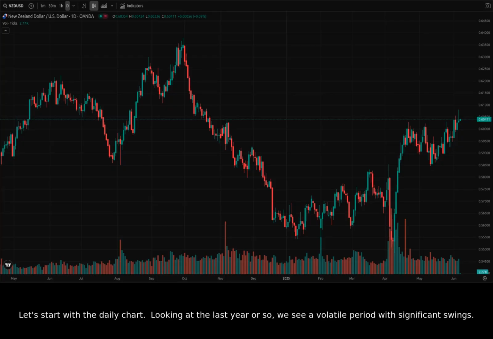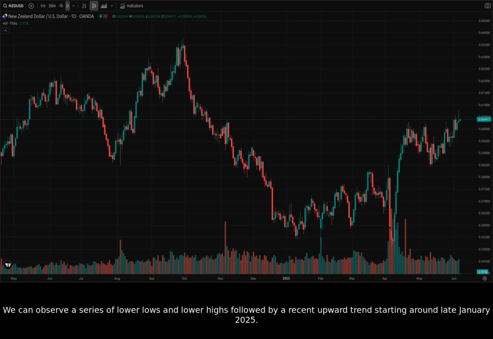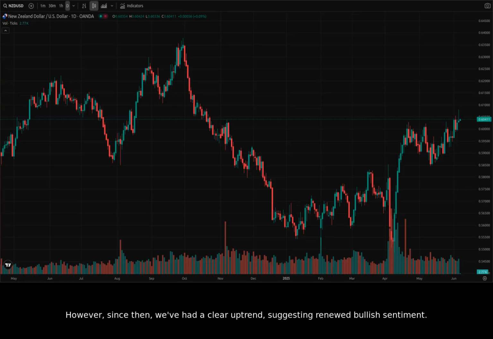Looking at the last year or so, we see a volatile period with significant swings. We can observe a series of lower lows and lower highs followed by a recent upward trend starting around late January 2025. Notice the long bearish candles in November of 2024 and January of 2025. It's a significant drop to levels not seen in a while. However, since then, we've had a clear uptrend, suggesting renewed bullish sentiment.